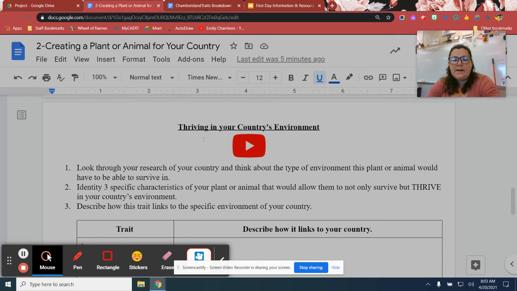The other area is going to be thriving in your country's environment. You should have looked up some information about the soil, the temperatures, humidity, all that. Looking through your specific research on your country, think about the type of environment this plant or animal would have to be able to survive in. Identify 3 specific characteristics of your plant or animal that would allow them to not only survive, but thrive. Key word here is thrive. Thrive means that they do above and beyond surviving. They're doing very well, they're reproductive, everything's great. And then describe how this trait links to the specific environment of your country.